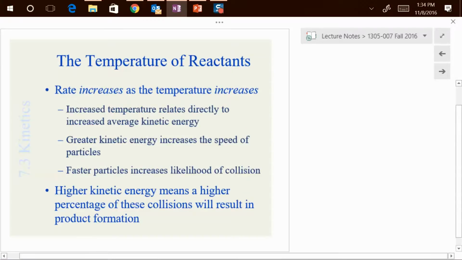Temperature. I'm adding energy. The particles are getting faster. There's a higher likelihood of effective collisions with enough energy to break those bonds. So higher kinetic energy means a higher percentage of collisions.